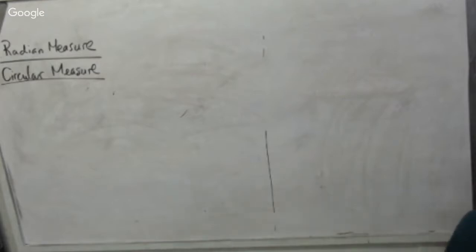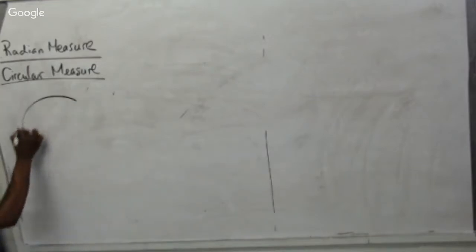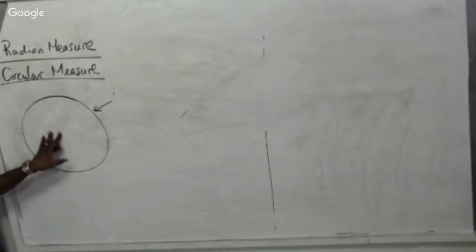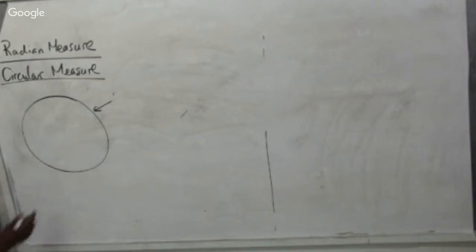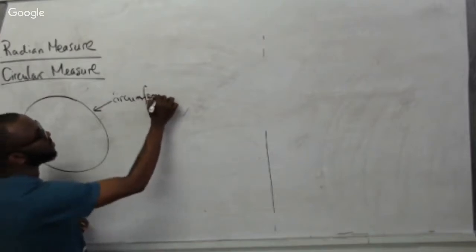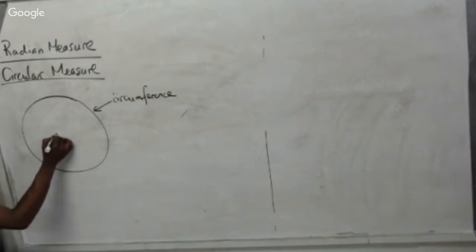Radian measure, we can go back even before that, to naming parts of a circle. Basic. The outer part, the circle itself, is really the circumference. This is the circumference. And this is the center.